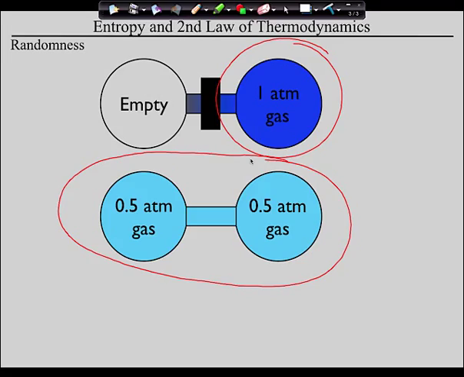So now we need to talk about what randomness really is. You ready? Here's the scientific definition of randomness: increased choices. Guys, randomness is a measure of possible organizations. Randomness is a measure of increased choices.